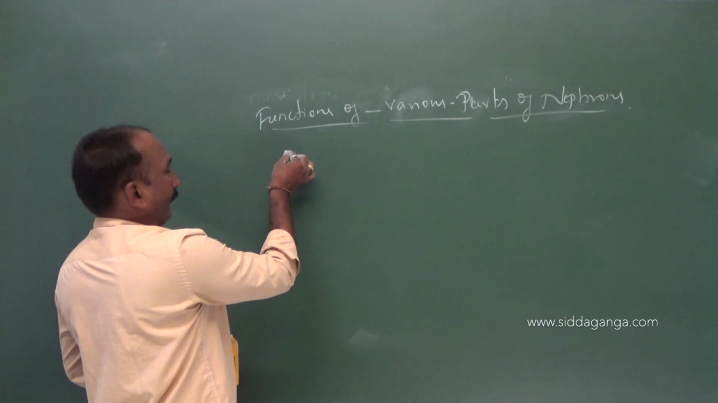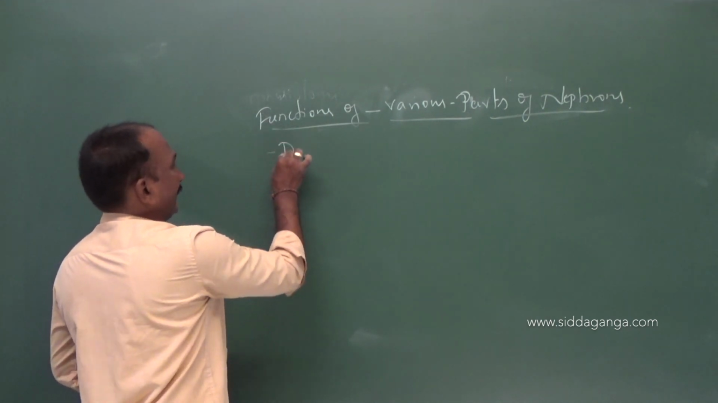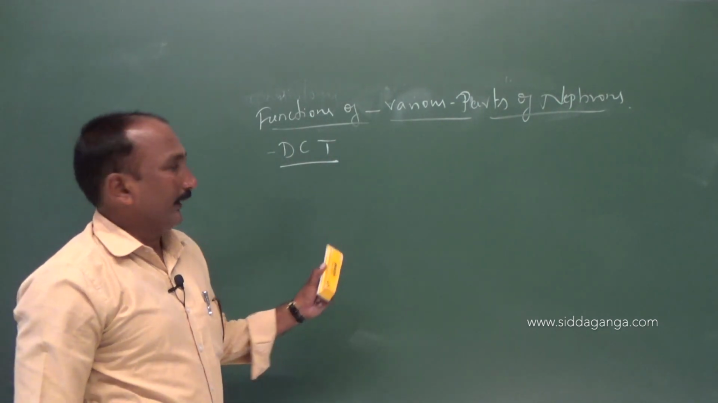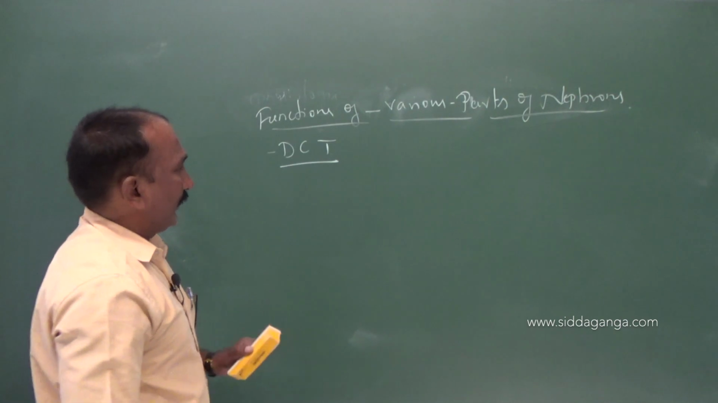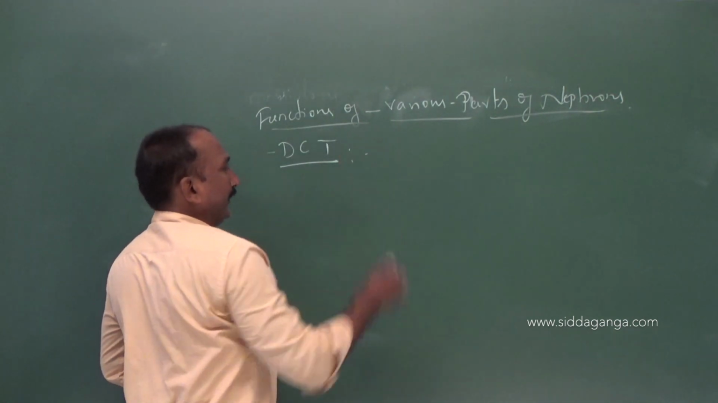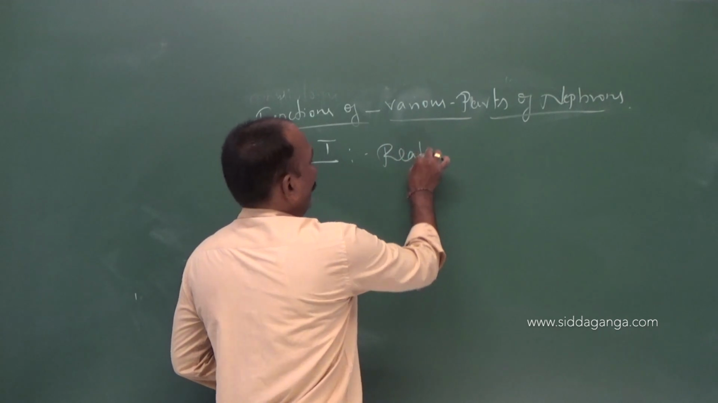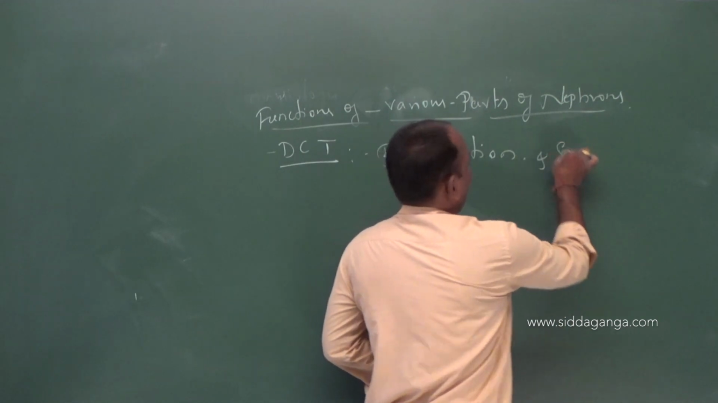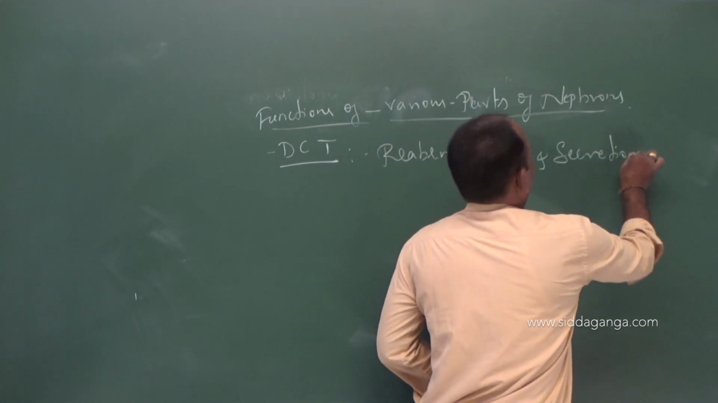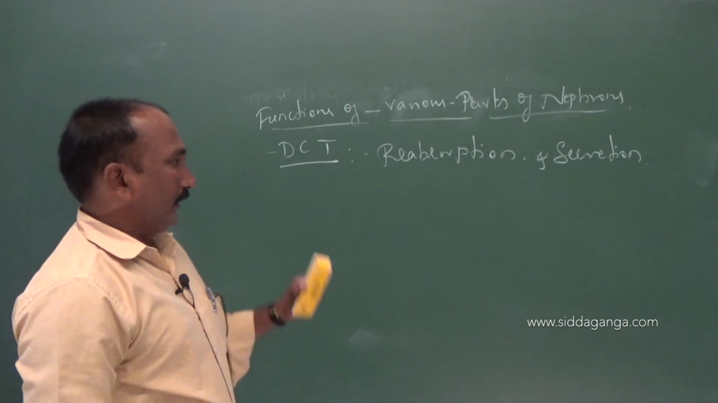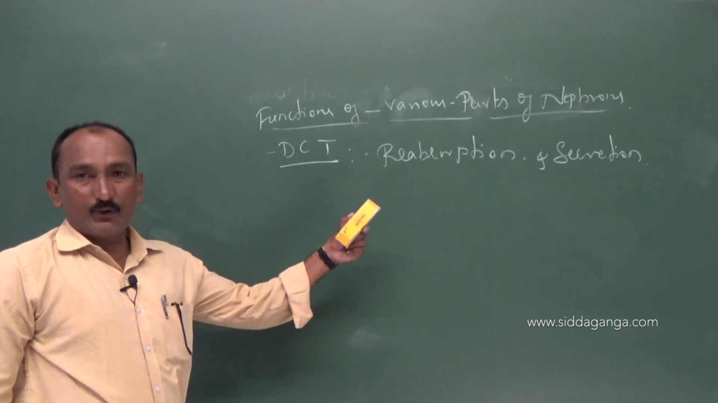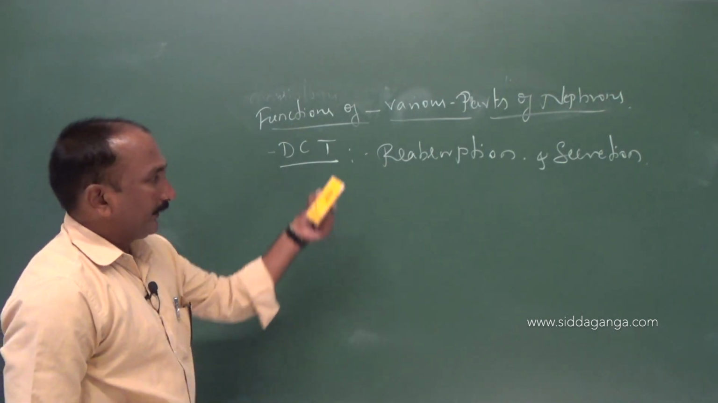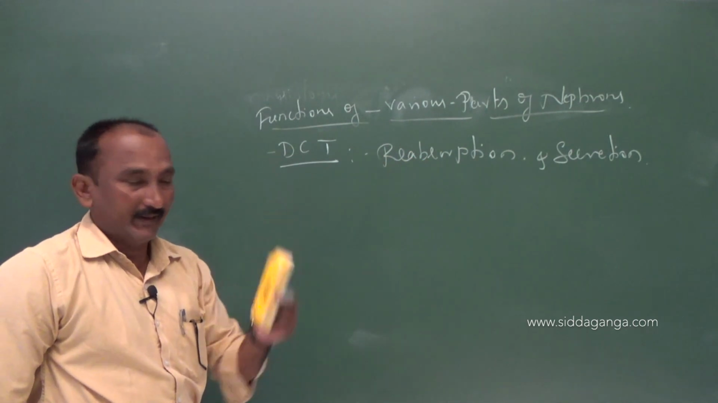The next part of the nephron is the DCT, the distal convoluted tubule. The distal convoluted tubule is mainly responsible for reabsorption and also secretion. In general, the distal convoluted tubule is involved in reabsorption of essential molecules and secreting some of the substances. Collectively, it is involved in reabsorption and secretion.